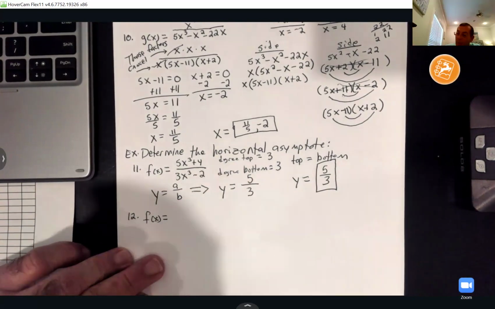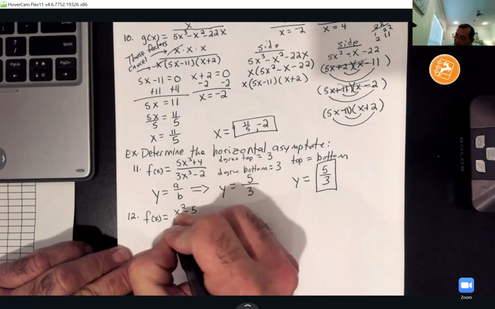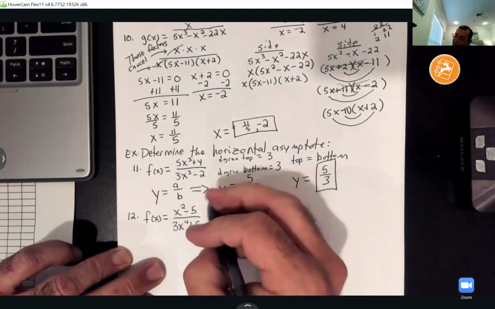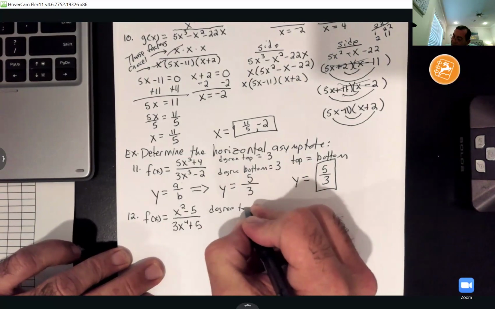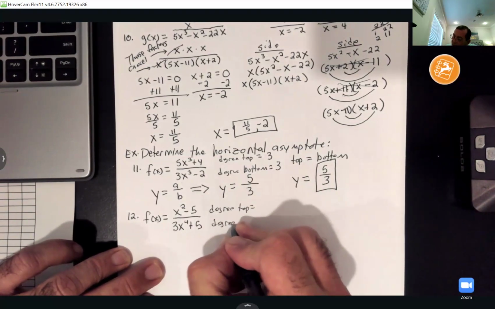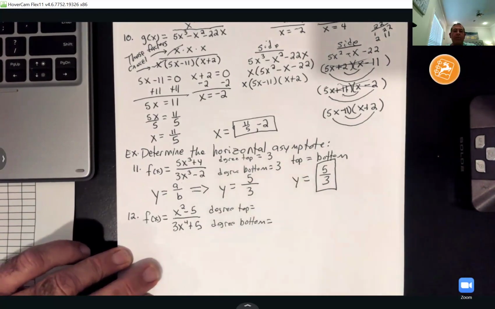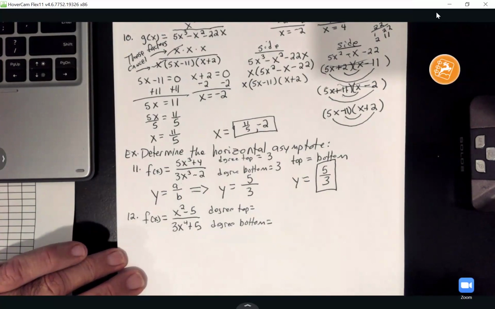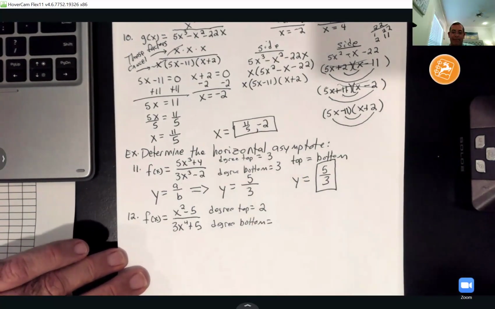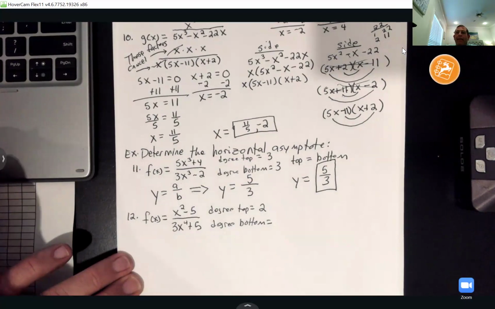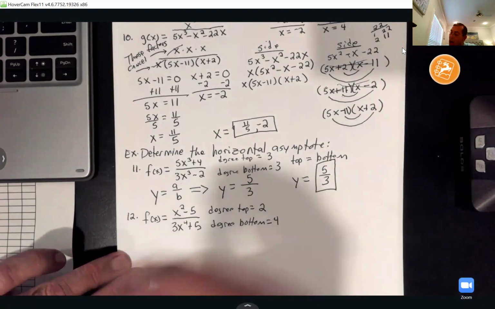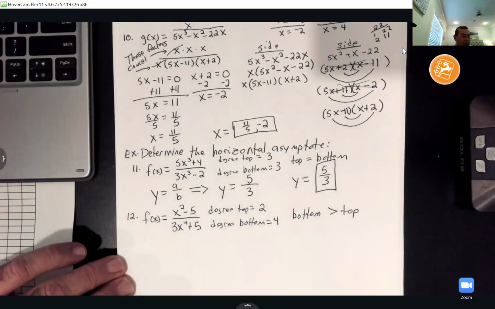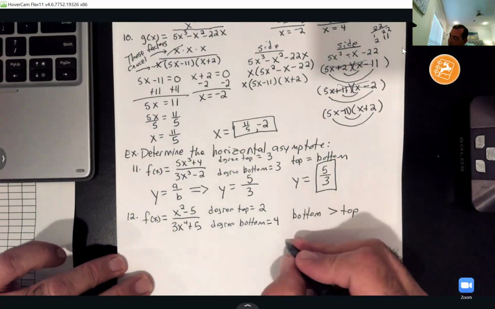All right, y'all, let's see what I got. X squared minus 5 over 3x to the 4th plus 5. So let's look at our degrees again. So what's my degree at my top? 2. All right, how about that bottom? 4. Okay, so I got 2 and 4, which means the bottom is bigger than the top. So if my bottom was bigger than my top, what did we say that that was going to be?